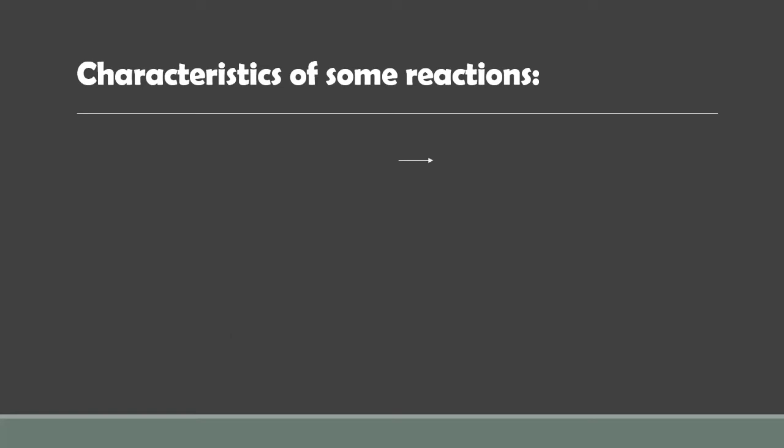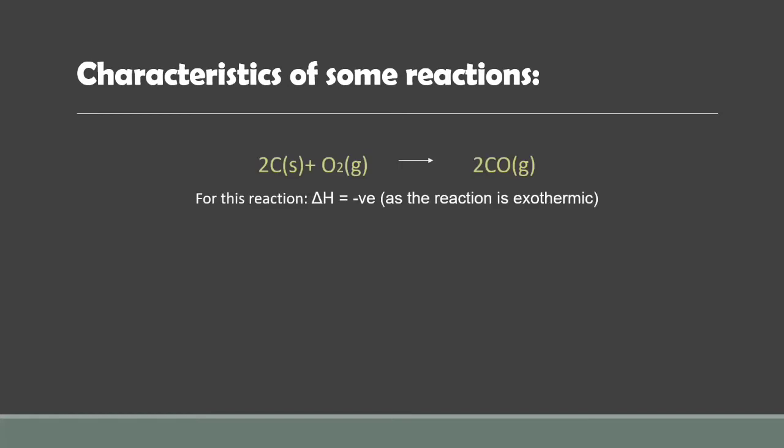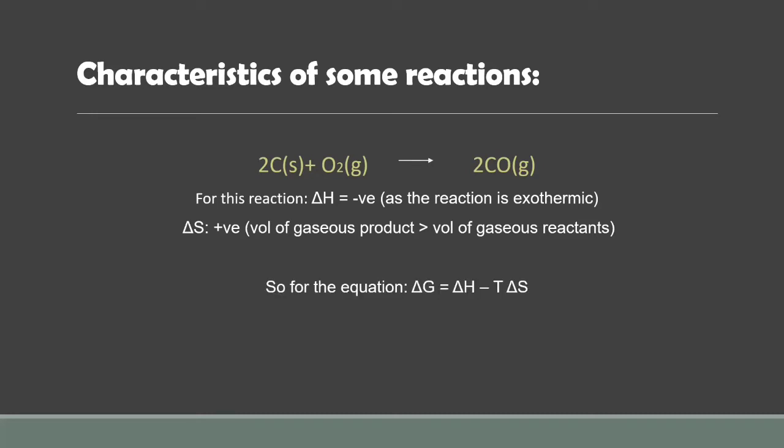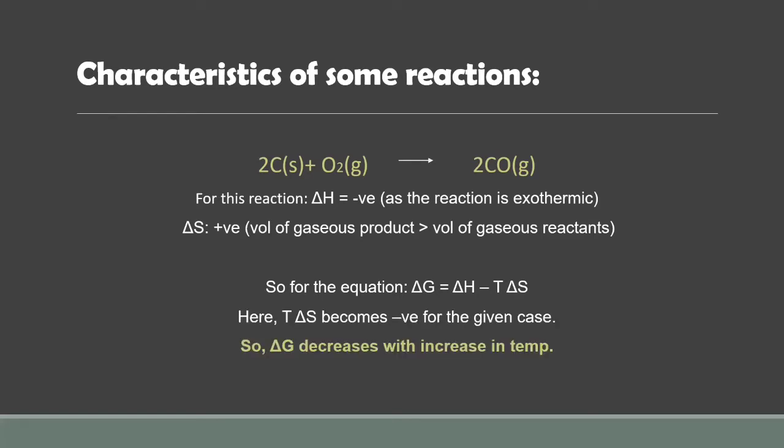Next, let us have a look at the formation of carbon monoxide. So this is the reaction of formation of carbon monoxide. Over here also delta H is negative, but here delta S is positive as the volume of the gaseous product is more than the volume of the gaseous reactant. So for the given equation, T delta S becomes negative, and so we can conclude that delta G decreases with the increase in temperature.